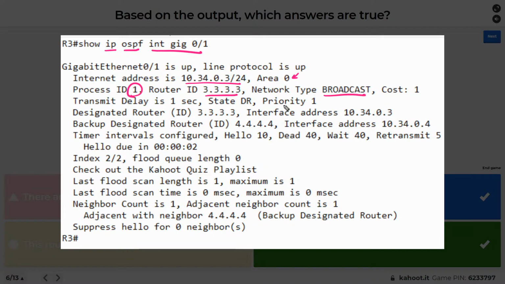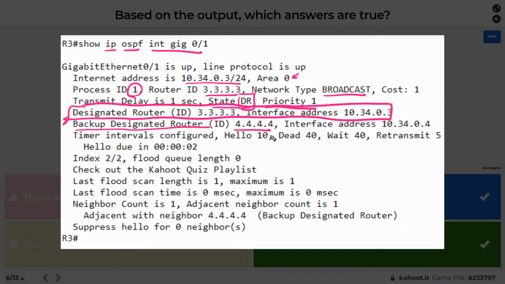The default network type for Ethernet is broadcast. Fantastic. This guy, he's a doctor. I say that as a joke. He's a DR, a designated router. His default priority is 1, which is pretty high, but everybody's is 1 by default. And then this guy's talking about himself. I love this part. It's like, yeah, I'm the designated router, and the designated router's ID is this, and the interface address is this. But he's still talking about himself because he is the DR. There is a backup designated router, and that's at 4444. That's the router ID. And the interface that BDR is using is that.